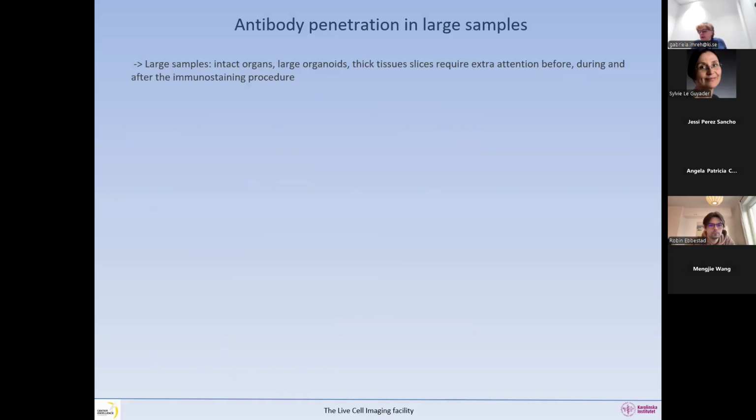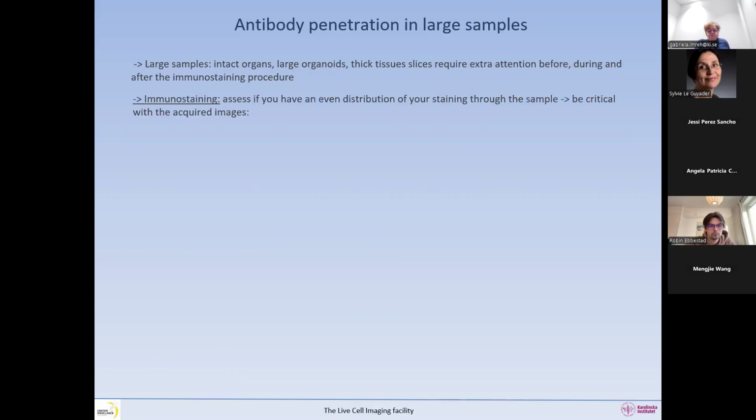Just a few more words, I still have 4 minutes. When it comes to large samples, we will have a whole talk after me, very nice, by David. But I just want you to remember a few things. They are large, as the name says. They can be intact organs, large organoids or very thick tissue, and they require extra attention before, during, and after the immunostaining procedure.